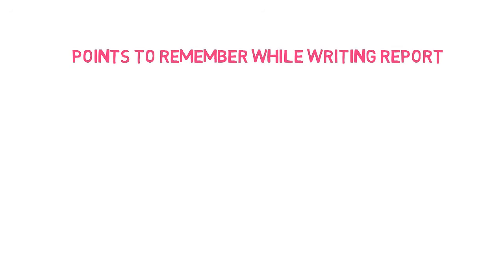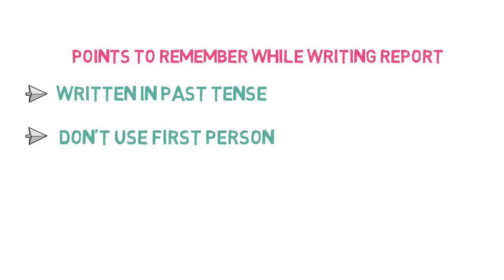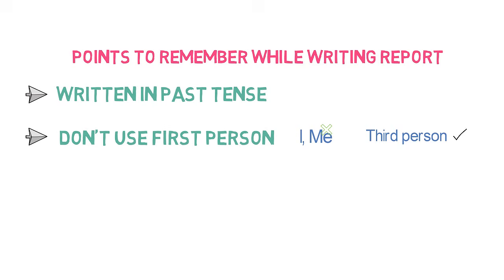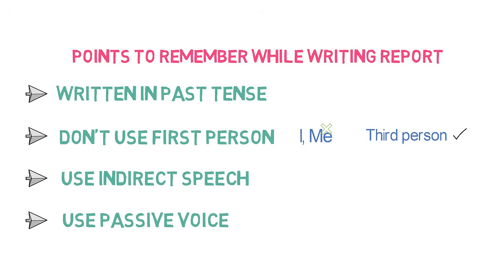Now, there are some important points to remember while writing any report. Number 1, it must be written in past tense. Number 2, we don't use the first person in writing report. That is I, me, such pronouns are not allowed. We try to use the third person. Number 3, we use indirect speech while writing any report. And number 4, we use passive voice while writing any report.